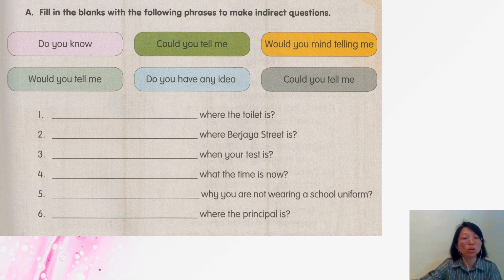Okay, now let's look at the exercises taken from your textbook. In the textbook, it says, fill in the blanks with the following phrases to make indirect questions. So you need to fill in the blanks here, number 1 until number 6, with the correct phrases. So there are 6 phrases here.